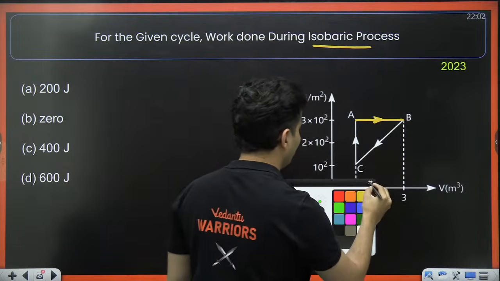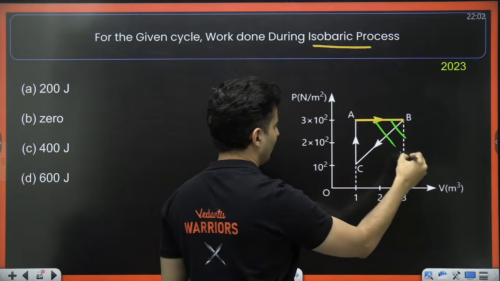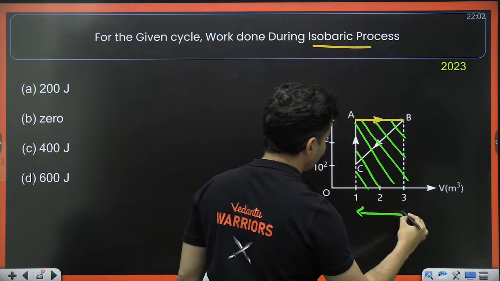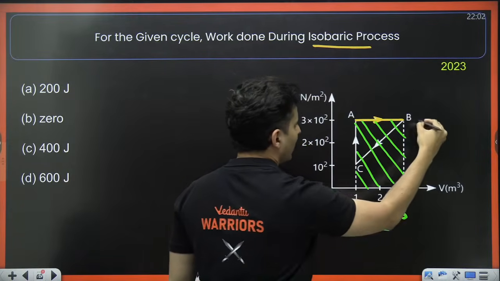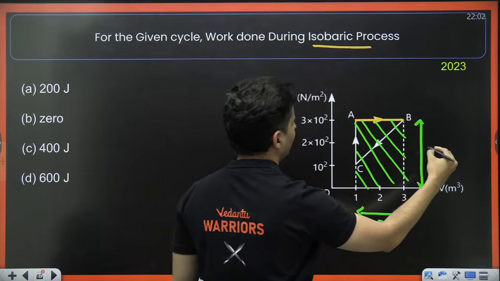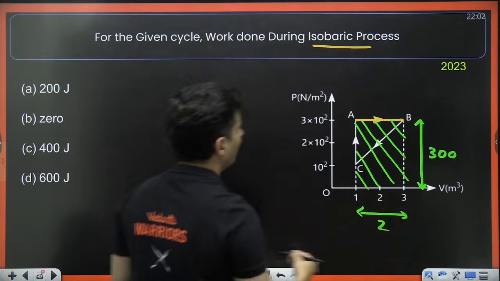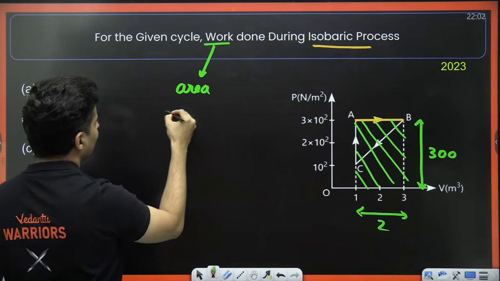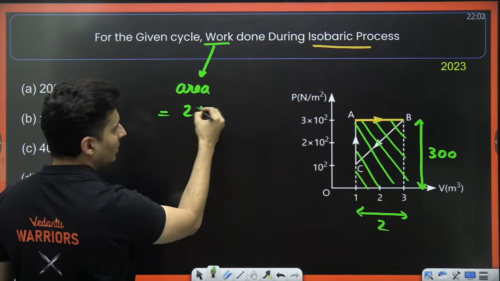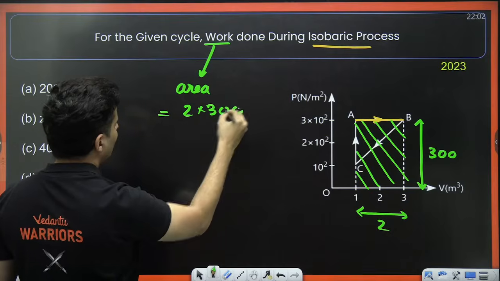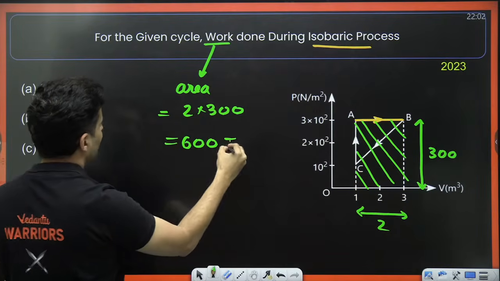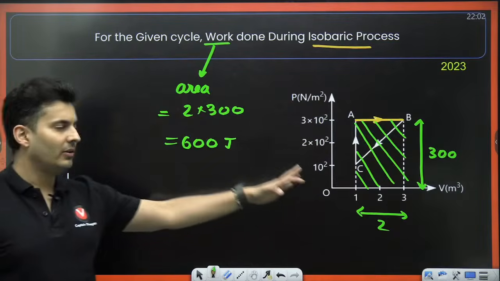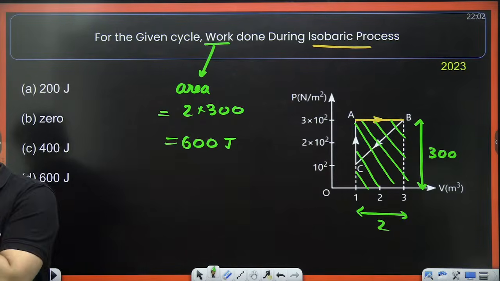And you just have to measure the area under that graph to calculate the work done. You can see the base is 3 minus 1, which is 2, and the height is nothing but 300. So for the work done, you just find the area, which is 2 into 300. So it is basically 600 joules. 600 joules is D, D for doctor or Delhi for AIIMS.